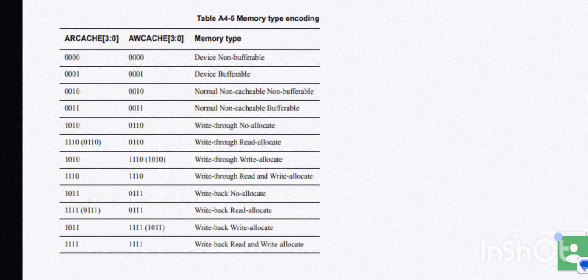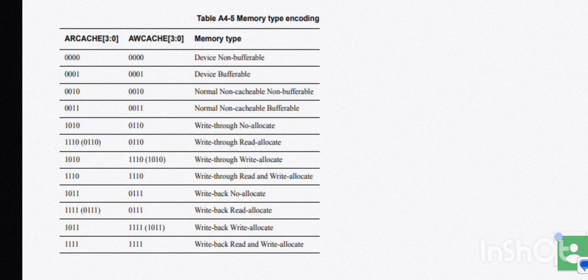Memory type encoding table. Device non-bufferable memory: the write response must come from the final destination. Read data must come directly from the final destination. Transactions are non-modifiable. Reads cannot be prefetched. Writes cannot be merged. Transactions with the same ID and slave must stay ordered. This ensures strict and reliable device access.